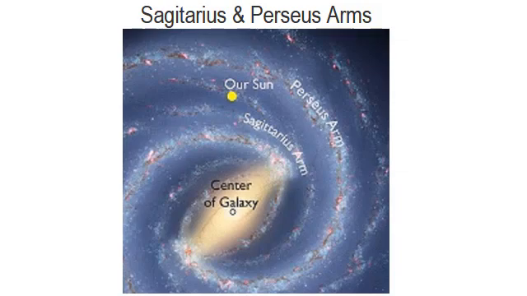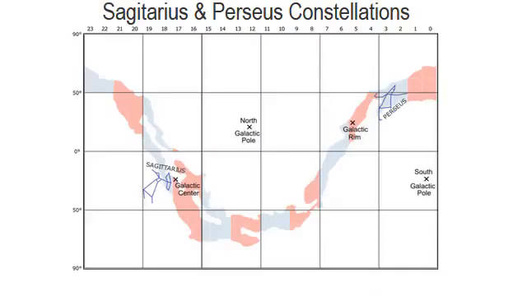The Sagittarius arm is between us and the center of the galaxy. This is where the Perseus and Sagittarius constellations appear on the sky map. A cross mark indicates the galactic center to the right of Sagittarius. 180 degrees away is a cross mark to the lower left of Perseus. This is the point on the Perseus arm that is in the opposite direction of the center.